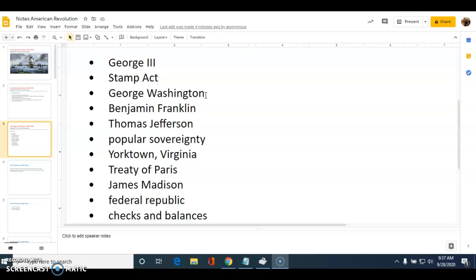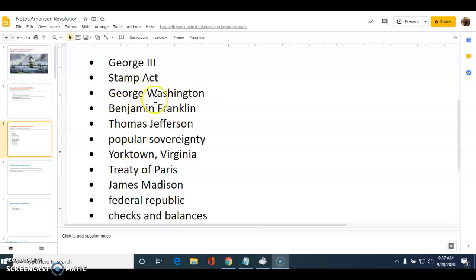The concept of popular sovereignty. Yorktown, which was a major location. The Treaty of Paris and how that worked out. James Madison, what is a federal republic and what are checks and balances? And we've heard that term. That's an Enlightenment term.